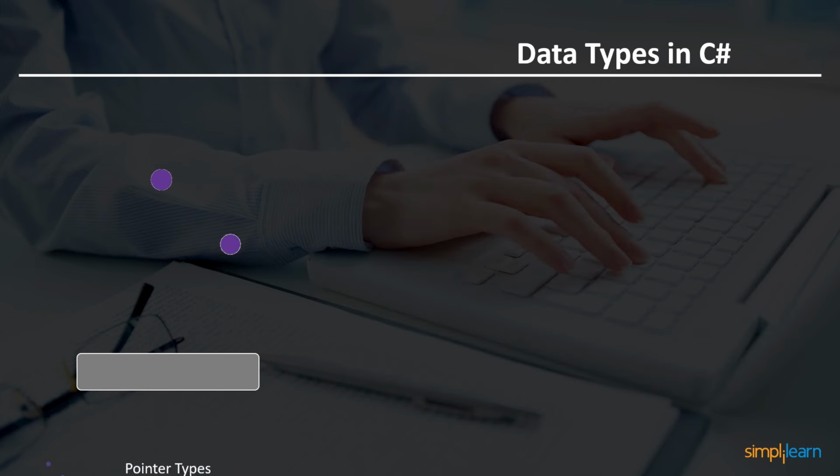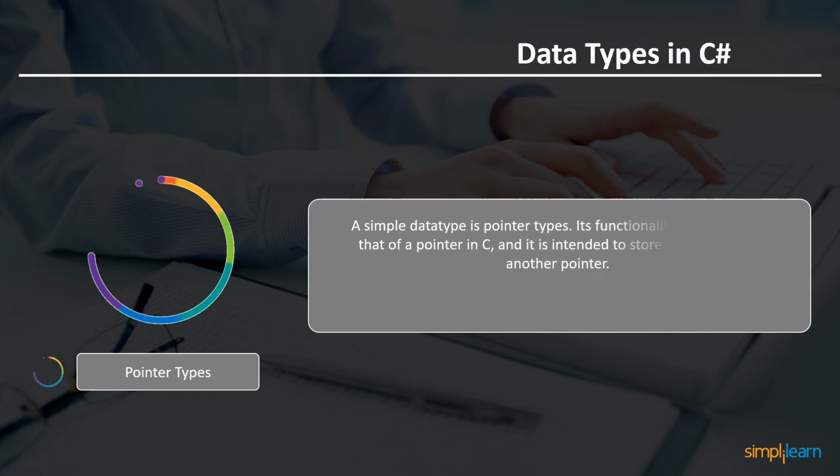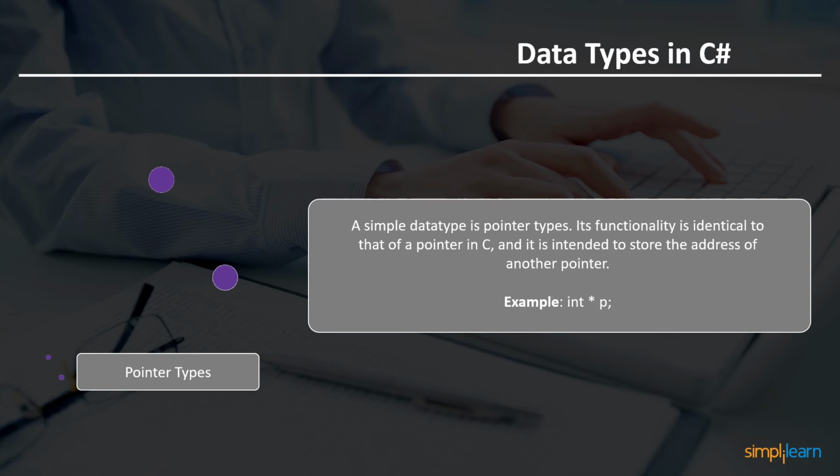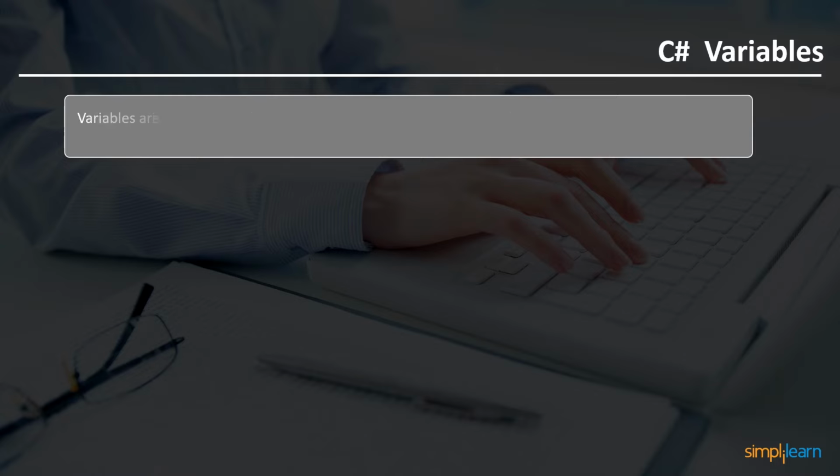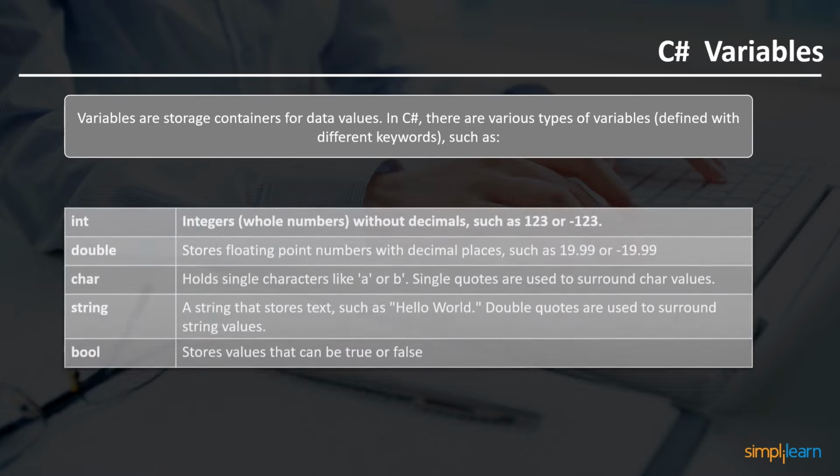Last, we have the pointer data type in C# programming language. The pointer is the simplest data type. Its functionality is identical to that of a pointer in C programming language, and it is intended to store the address of another variable. An example of a pointer which is shown on my screen is int pointer p. We will look at the variables in C# after we understand the data types in C#.